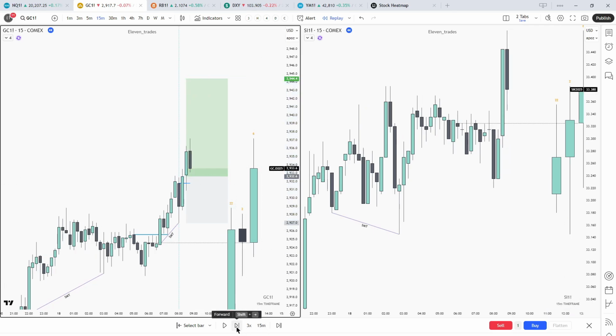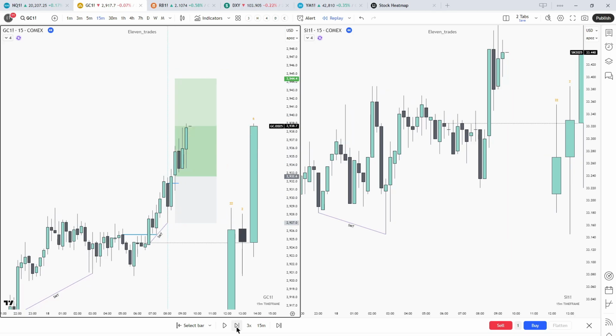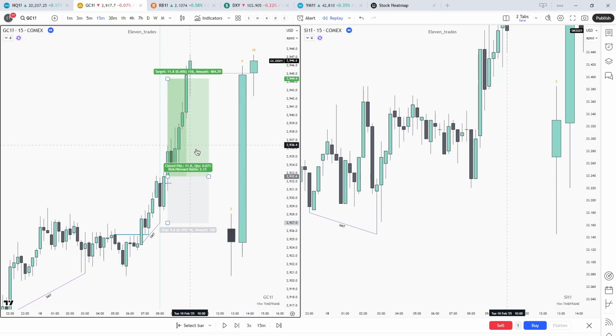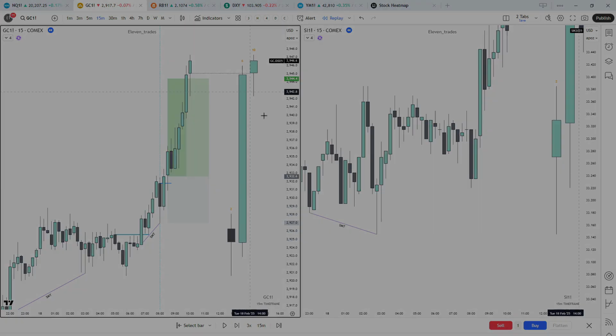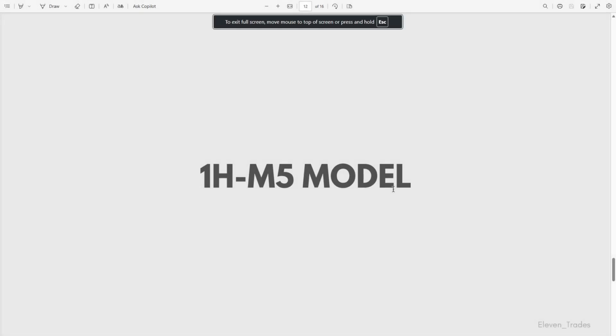And with the next candle we take the entry, and we started expanding to the upside. So this was the second example, and now we will go over the 1 hour to 5 minute model. So here back to the PDF, now we will go over the 1 hour to M5 model.